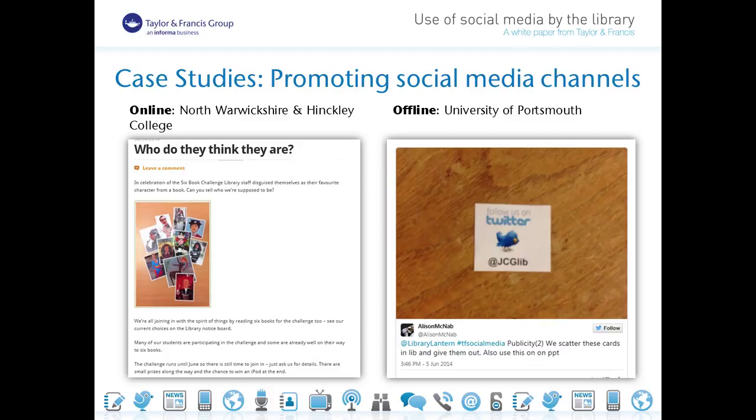So despite the ease and relative low cost of online promotion, some librarians still felt it was also very beneficial to promote social media outside of the online world. At the University of Portsmouth, as you can see on the right-hand side here, librarians felt that going back to basics with printed flyers, posters and notes on other materials, such as overdue notices, were also really effective ways of ensuring that their social media channel remained visible and that students were aware it was an important open communication channel which was available to them.